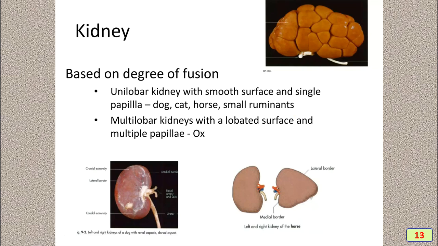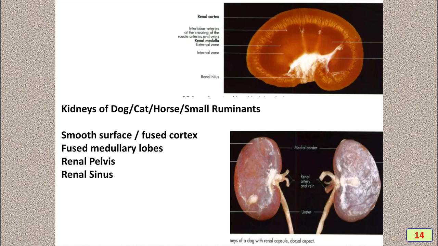Whereas in the case of the ox, it is a totally different kidney than the dog, horse, and small ruminants, which have a unilobular kidney with a smooth surface and a single papilla. The ox has a multilobular kidney, with multiple lobules visible on the surface. So dogs and other animals have the unilobular bean-shaped kidney.